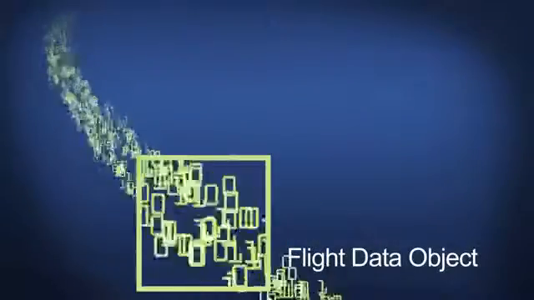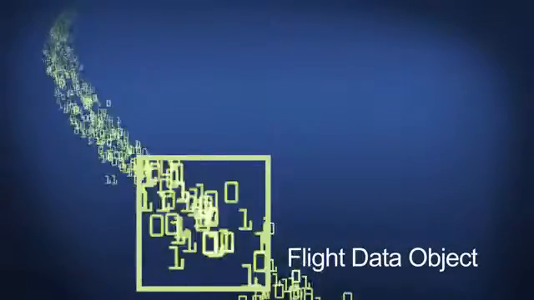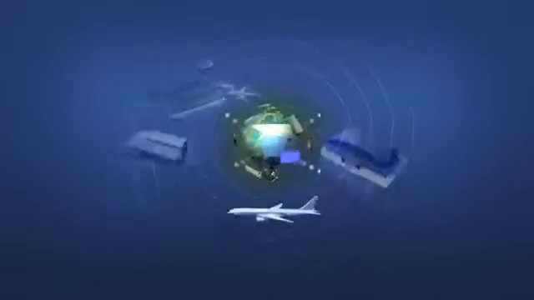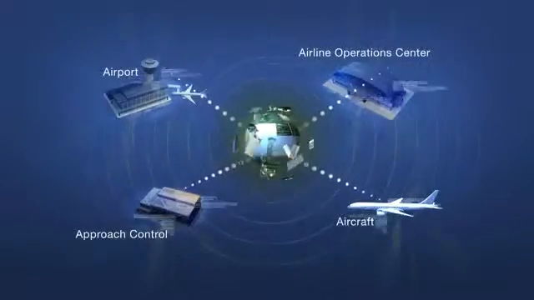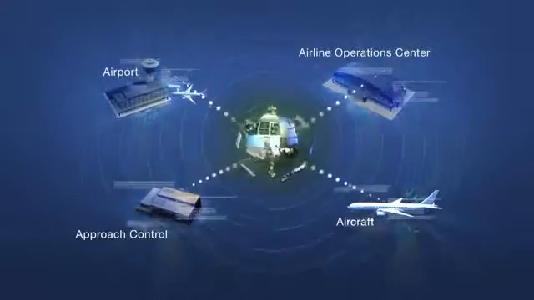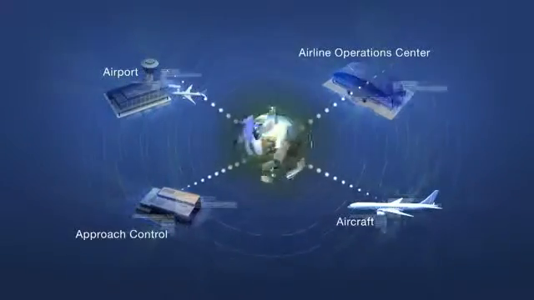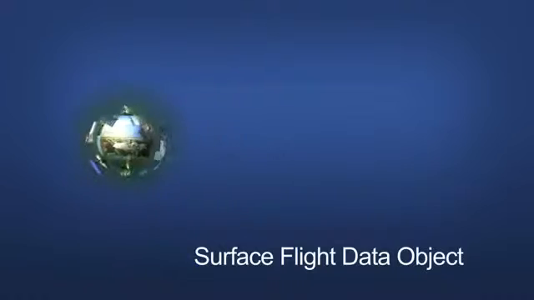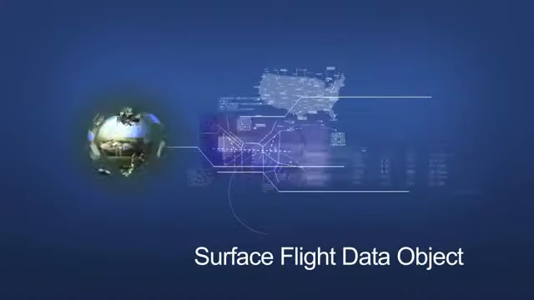One of the most promising tools now in development is the Flight Data Object, a constant, dynamic stream of comprehensive flight status data designed to automatically update the systems the FAA and the airlines use to track aircraft and make collaborative traffic management decisions. Surface flight data objects are assigned when the airline files flight plans.